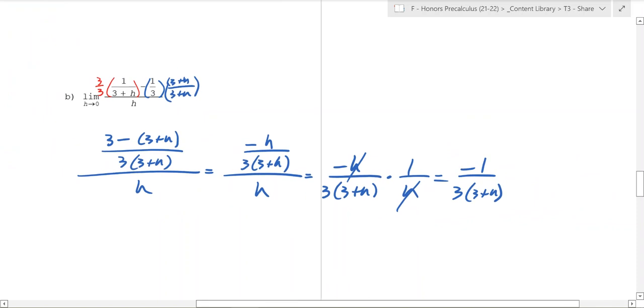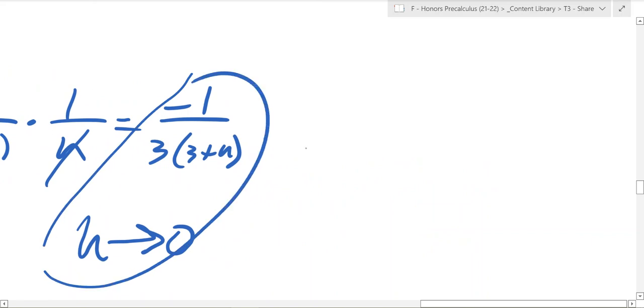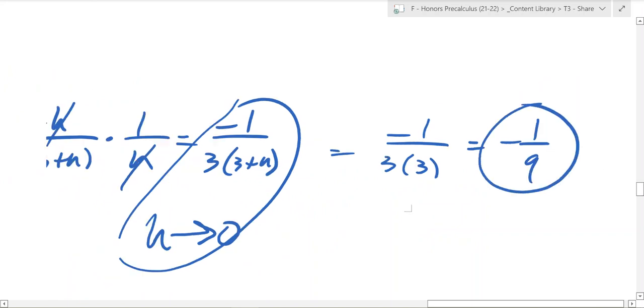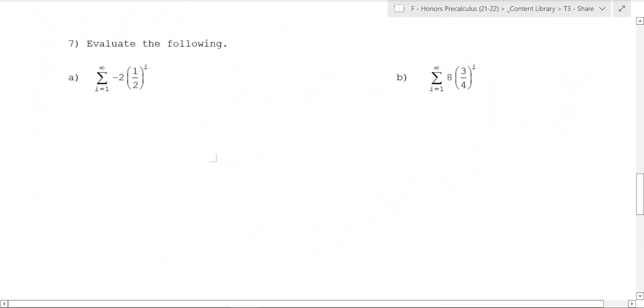So what was h going to? h is going to 0. So now can you plug in 0? You sure can. So as h goes to 0, you end up with negative 1 over 3 times 3, which is negative 1 over 9. So you factor, you cancel, you add things together, you simplify, and then you can plug it in.